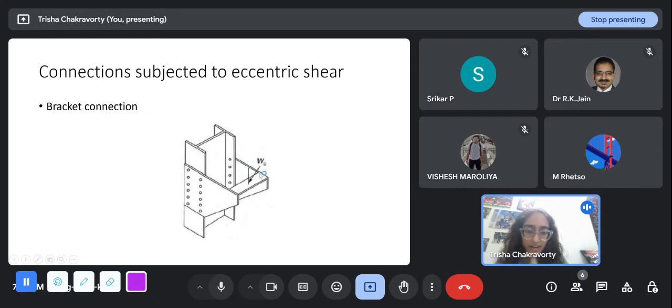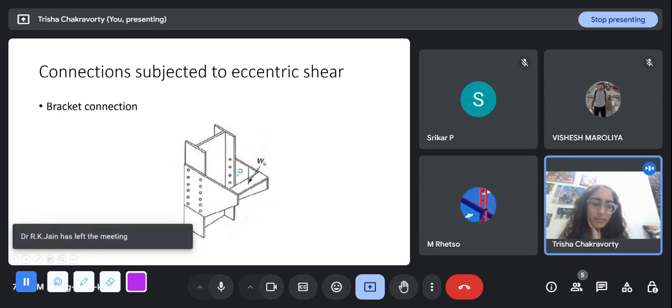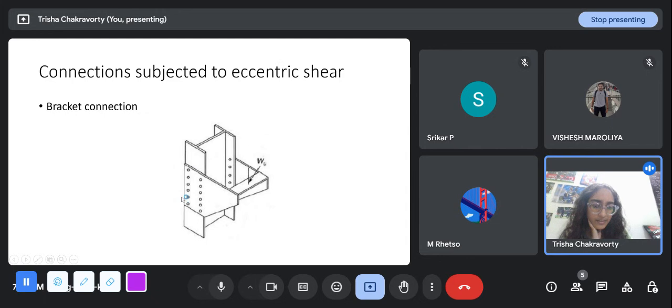The connection here is a little harder to visualize because this is the beam and this is the column, and you don't directly connect the beam to the column. You do it through some external gusset plates. So these are gusset plates. There are several types of gusset plates.